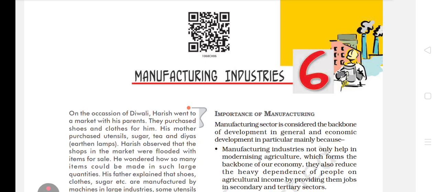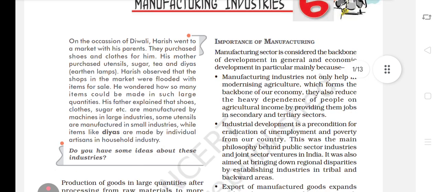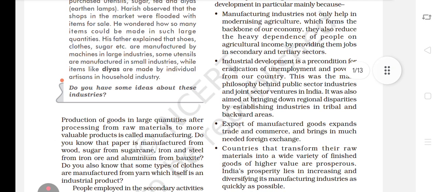Dear students, as you know very well, we have already completed many chapters. Today we are going to start one more chapter of geography, that is manufacturing industries. Dear students, this is a very important chapter in your geography book. Many questions come from this chapter, manufacturing industries also. So we have to complete this chapter today.